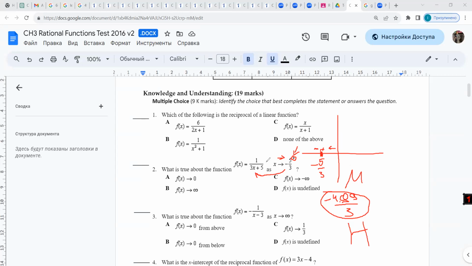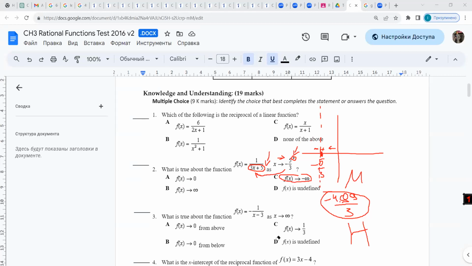You are supposed to get either negative infinity or positive infinity because negative 5 over 3 is a vertical asymptote for this function, because when x equals negative 5 over 3, the denominator equals 0. This negative 5 over 3 would be the vertical asymptote. From left or right hand side, the function would behave like this around this vertical asymptote. You just need to figure out whether it's positive or negative from left or right. So take a moment to pick your answer.